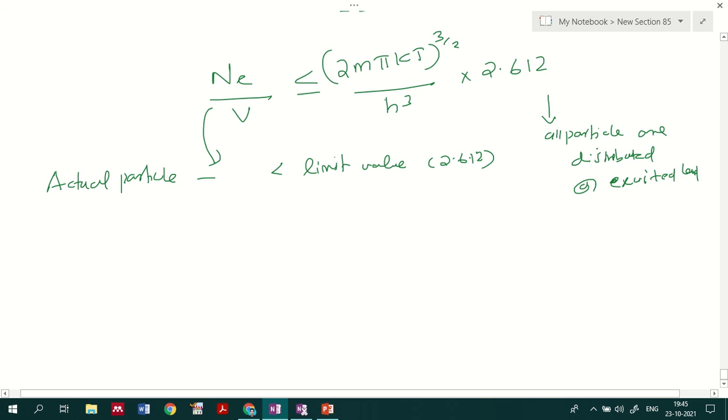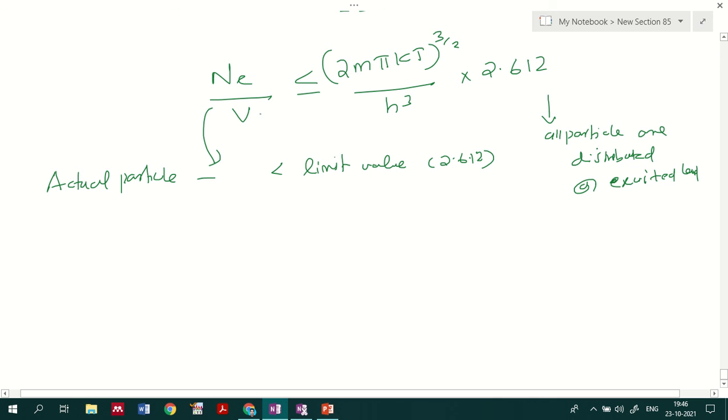Once the limit is reached, the remaining particles will be at the ground state level, and ground level means the energy will be zero at the ground state. Okay, so that was a representation of this one. So for an actual particle, this is the limitation for the number density, and this is the limitation for the Bose-Einstein function, where z equal to 1, that is the maximum occupancy that is possible.